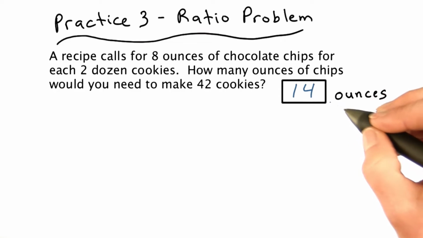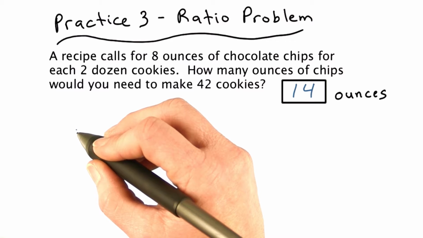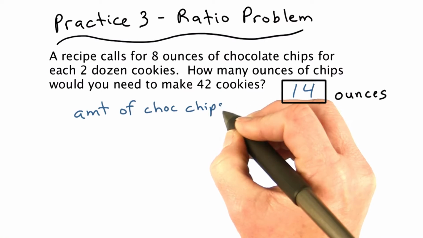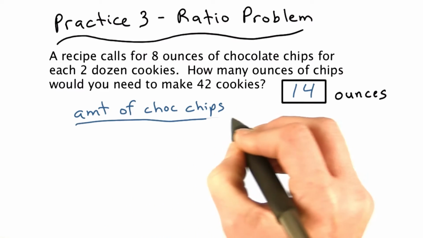How'd you do? If you got 14 ounces, great work! Let's see how we got that answer. When we do ratio problems, it's important to put the ratio in words before we put numbers. So the ratio I need to write is the amount of chocolate chips over the number of cookies.